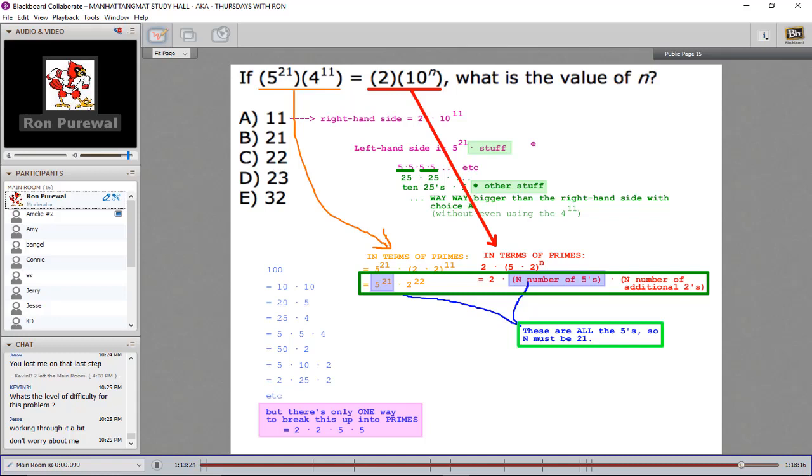Okay, so basically that's the deal, right? If you actually wrote these all out, you need to end up with the same number of 2s and 5s on each side. If you broke out 5 times 5 times 4 and you broke out 5 times 10 times 2, you would end up with 2, 2, 5, and 5 on both sides of that. And that's what happens with primes.